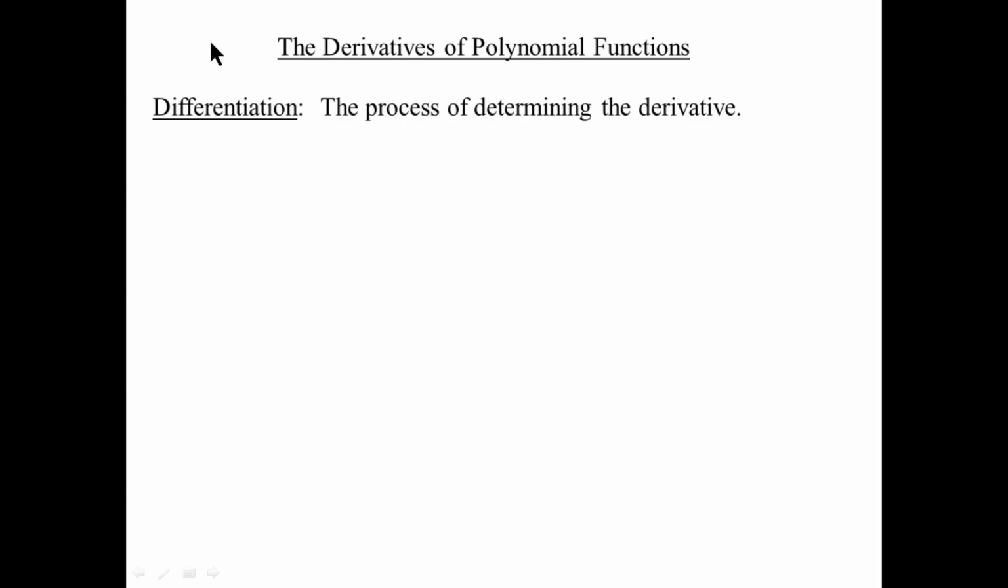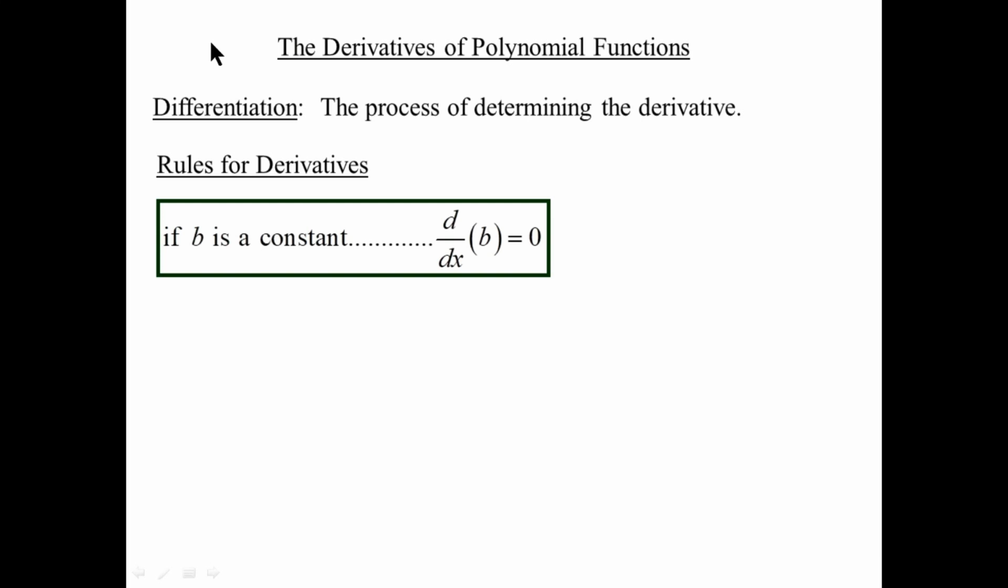The derivatives of polynomial functions. Differentiation means the process of determining the derivative or figuring out the derivative. Rules for derivatives. The derivative of a constant is 0. So d(b)/dx equals 0.